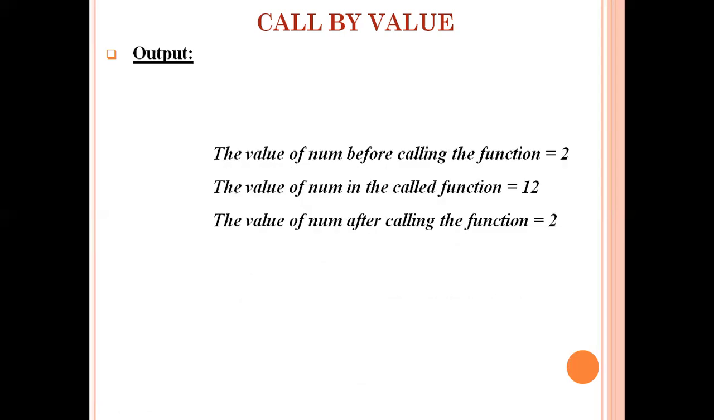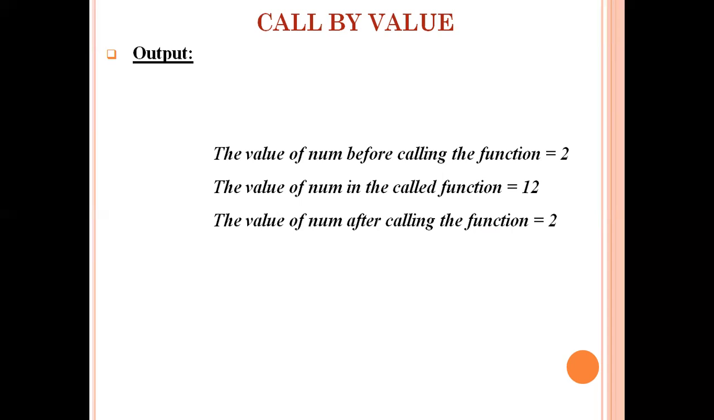Next, come to the output portion. Here, the value of number before calling the function is number equal to 2, and the value of number in the called function. When we are in the definition of the called function, the changes are reflected. Therefore, n is equal to 12, 10 plus 2, 12. And the value of num after calling the function, that is when we returned back to the calling function, the number value is again equal to 2. It is not changed in the calling function.